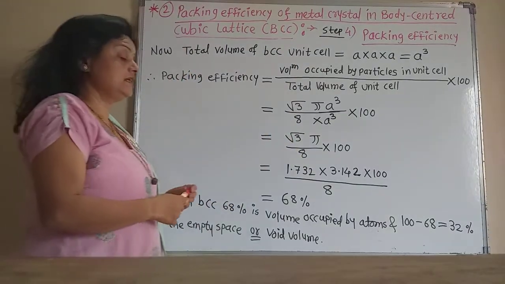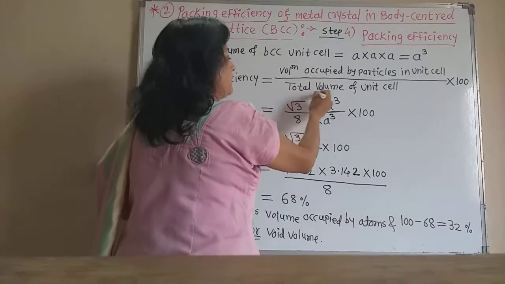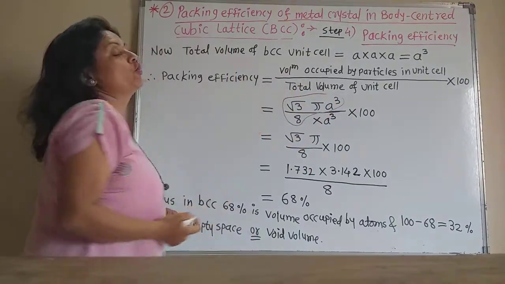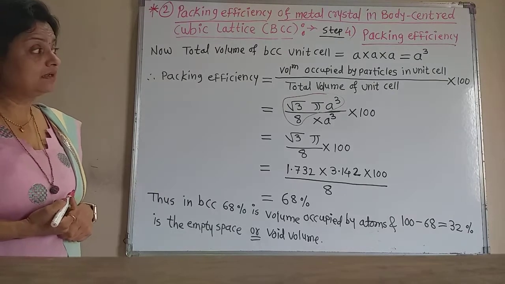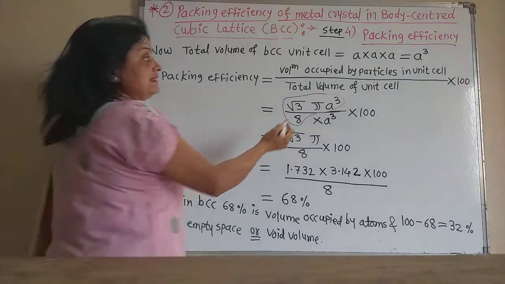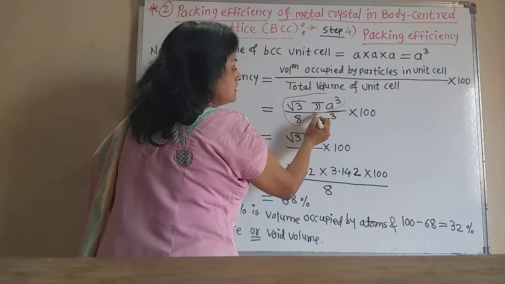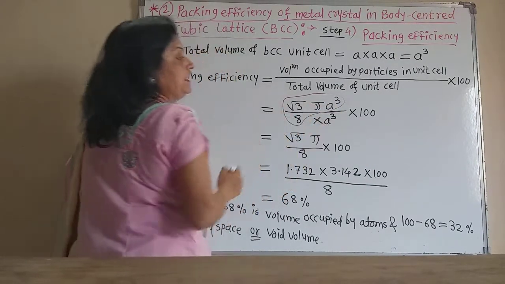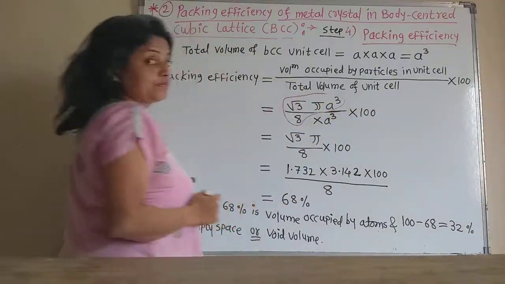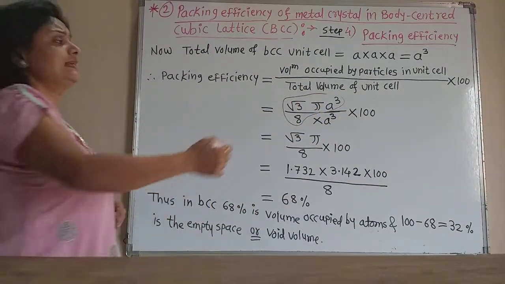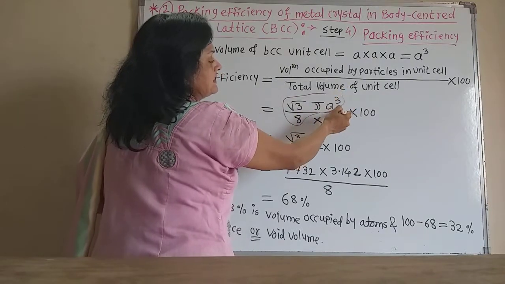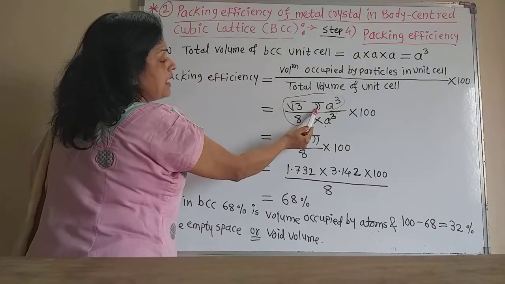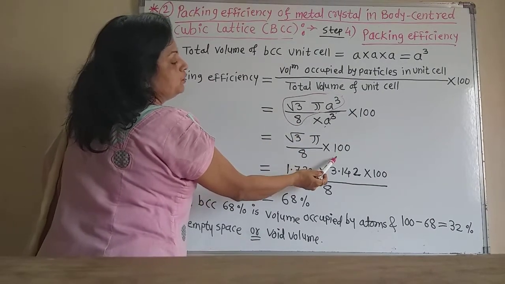This root 3 pi a cube divided by 8 is, what is that? The volume occupied by the particles in the unit cell. We calculated that, and this total volume of the unit cell is this. So root 3 pi a cube divided by 8 into a cube and into 100. Now this a cube gets cancelled here. So what is remaining? Root 3 pi divided by 8 into 100.